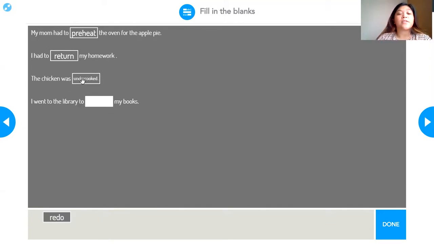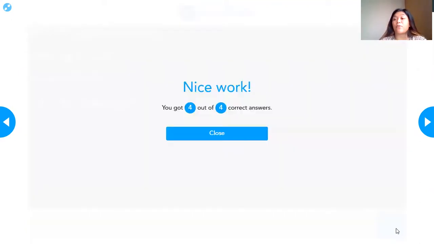The chicken was undercooked. Yes, that is correct. I went to the library to redo my books. Yeah, that doesn't really make sense, right? So let's go back and look at the other words and see which one might stand out better in that sentence. I went to the library to return my books. Yes, there we go. And then I had to redo my homework. So you had to do over your homework again, right? Nice work. You got 4 out of 4 correct answers.